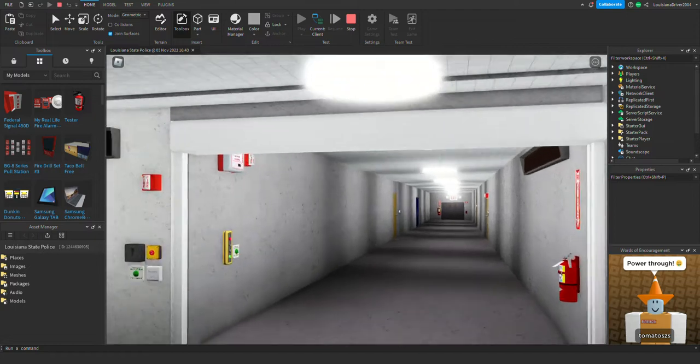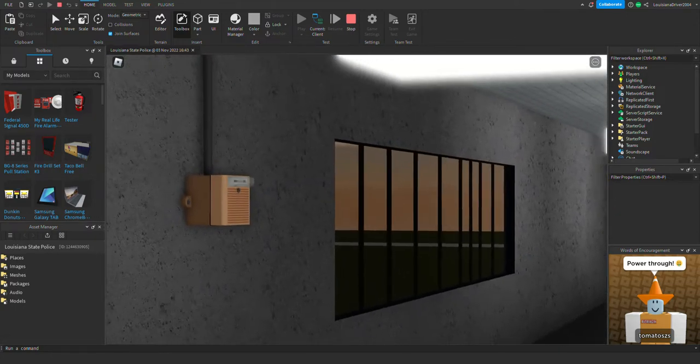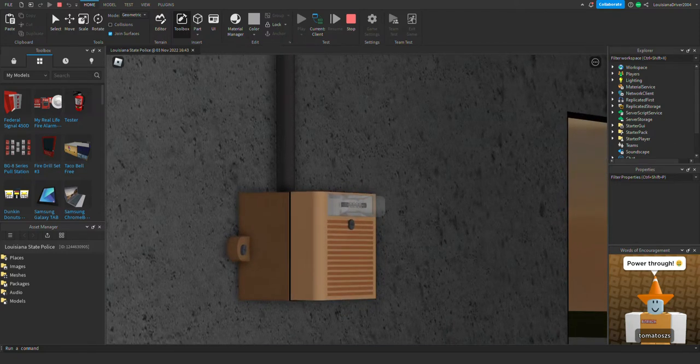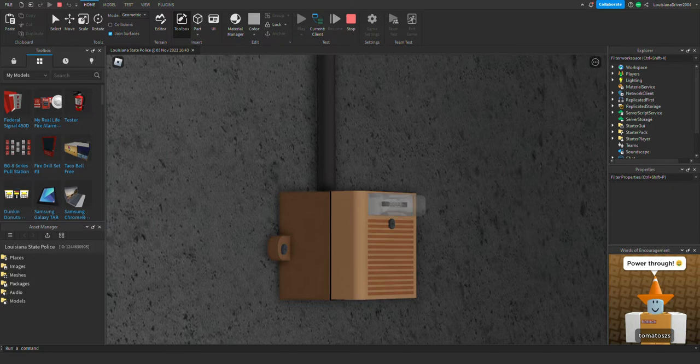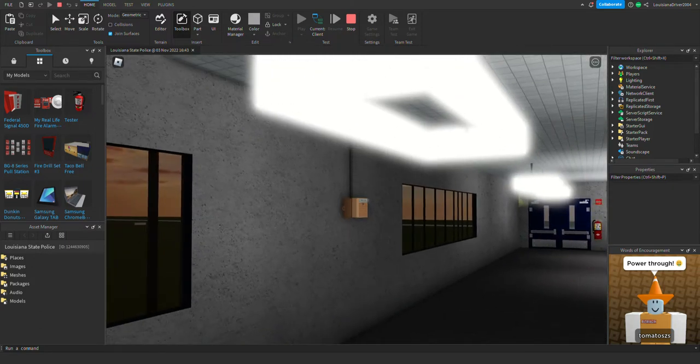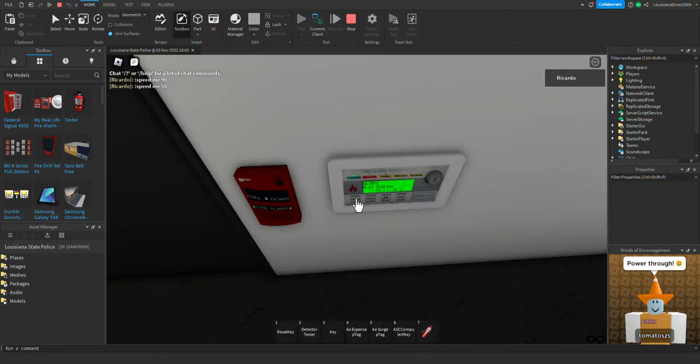The classrooms have the same strobes, so I'm not going to be going through all that. So we're going to reset that with the knobs here.